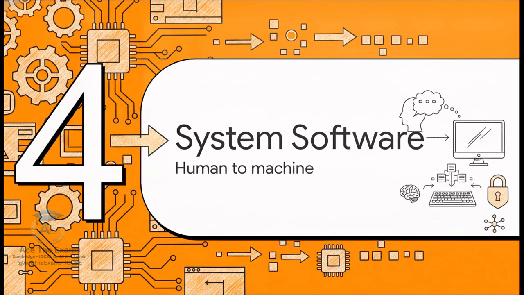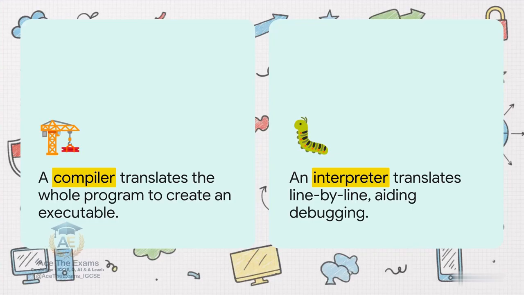Chapter 4, Systems Software Essentials. Here's the truth. Hardware is just a very expensive paperweight without the software needed to bridge human intent with binary execution. To actually talk to hardware, we use translators. Programmers write in high-level languages that make sense to us, but CPUs only speak binary. So compilers translate the whole program in one go to create a final executable file. It takes a bit longer up front, but the final program runs super fast.